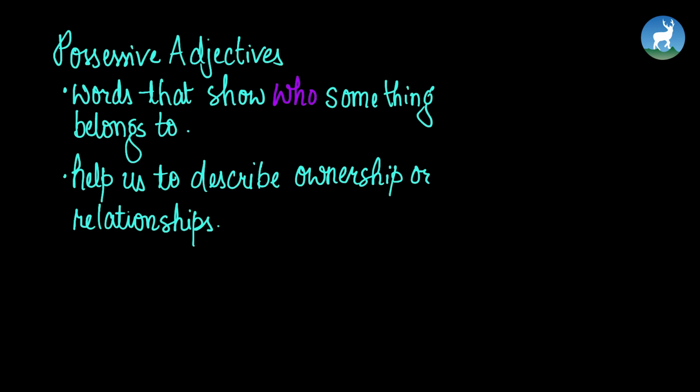For example, if we take a sentence, this is my book. Here, my is a possessive adjective. Why? Because it shows that the book belongs to me. Moving on with some more examples, let's take another example. Here we have a sentence that says, his toy is red. Here, the word his tells us that the toy belongs to him. So, his is a possessive adjective.